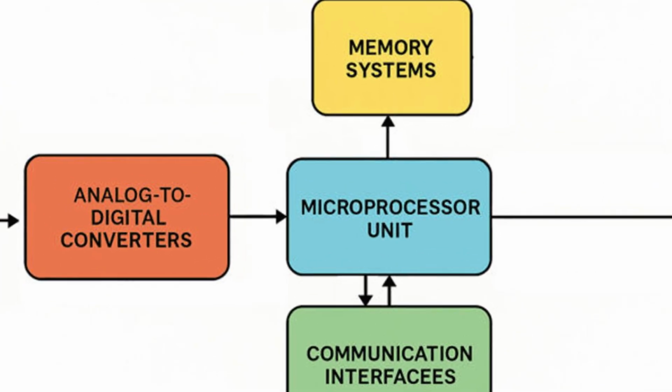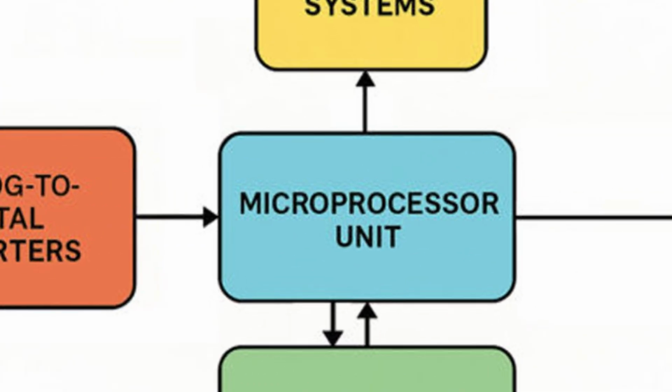The third block is the Microprocessor Unit, also known as the CPU of the relay. This is the brain of the entire numerical relay. Inside this unit, various protection algorithms are running. These algorithms calculate the magnitude, angle, frequency, fault current, and many other quantities.